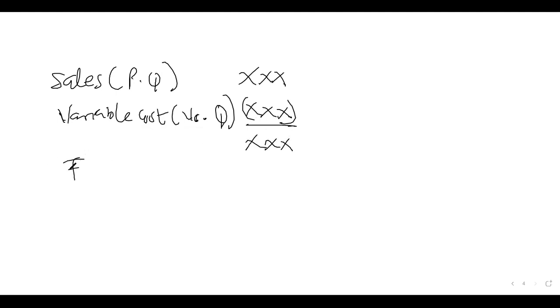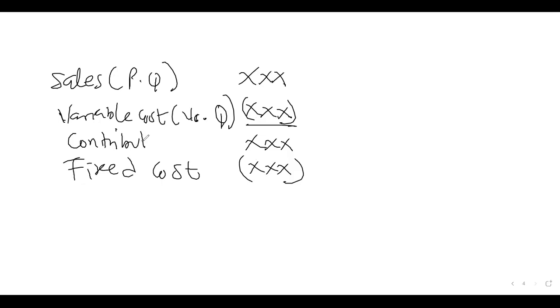Then we can now subtract fixed cost. So this term here is called contribution. Sales minus variable cost is called contribution. And it's called contribution because it's a contribution for us to cover our fixed cost. Okay, just think about it.